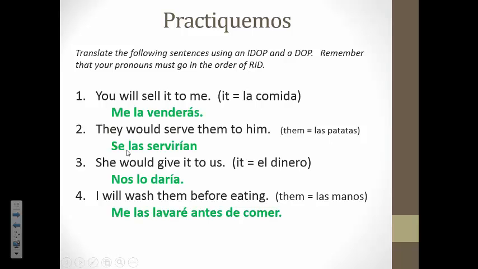Okay, let's review. Number 2, they would serve them to him. Se las servirían. Did you forget the la la rule here? If you had le las, you forgot the la la rule. 3, she would give it to us. Nos lo daría. And 4, I will wash them before eating. Me las lavaré antes de comer.